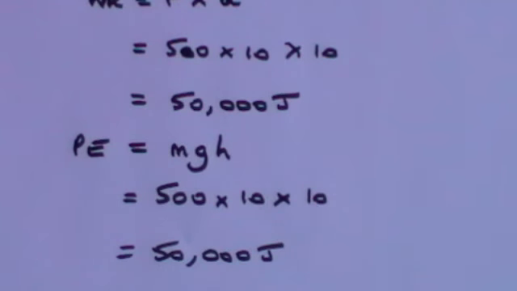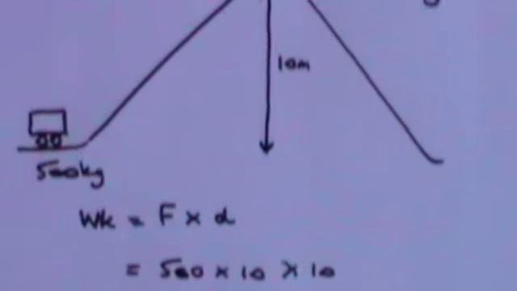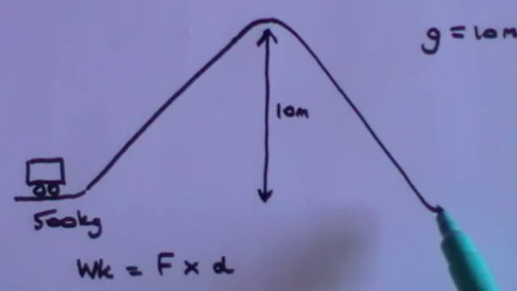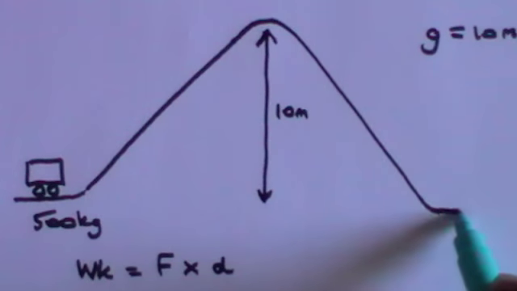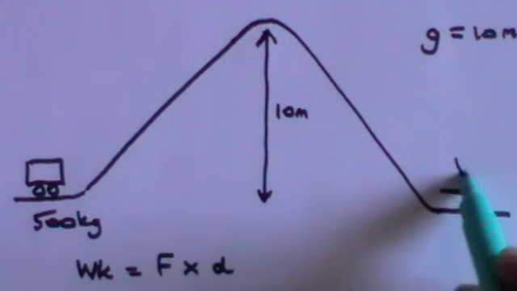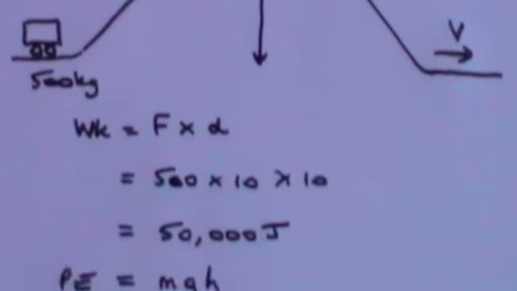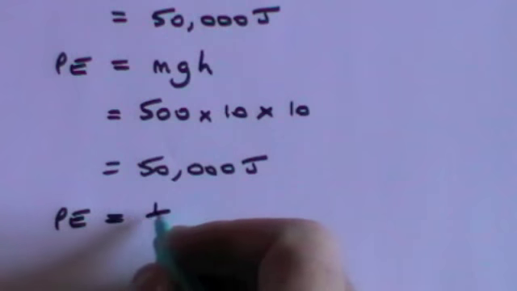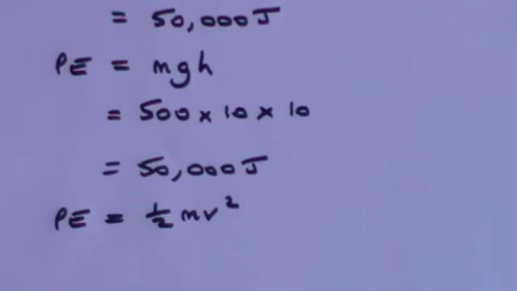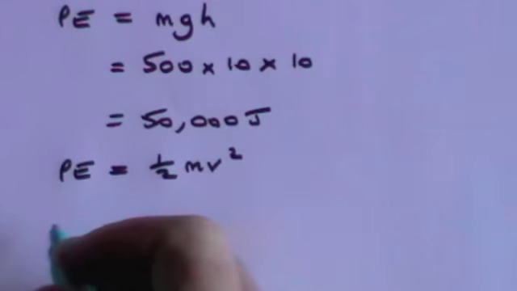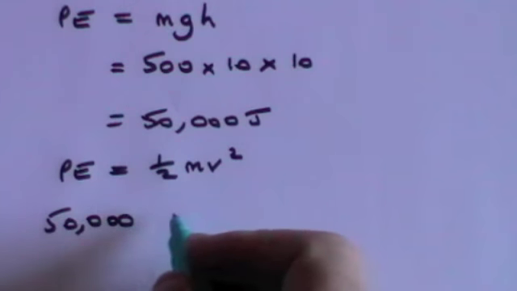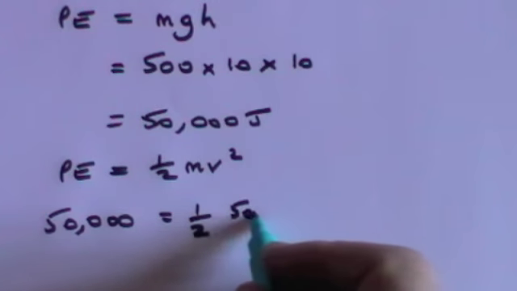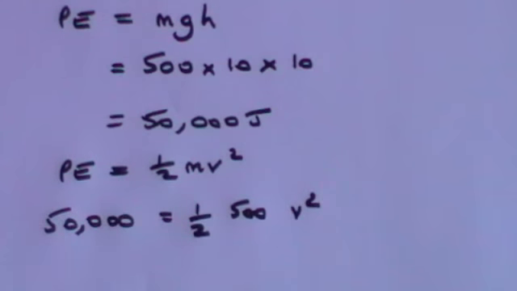So the engine will always need to be at a higher rating than the actual work done in purely theory considerations. Part 2 of the question is we then let the car which has got to the top of the track run all the way back down again to the same level it started. And the question is, when it gets to this level here, what is its velocity? Well, once again, we know that the potential energy that it had at the top will be converted to kinetic energy, which is a half mv squared. So it had 50,000 joules of energy at the top, and that's going to equal a half times m, which is 500, times v squared.